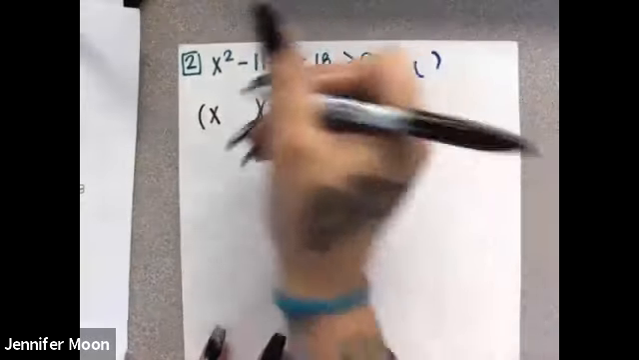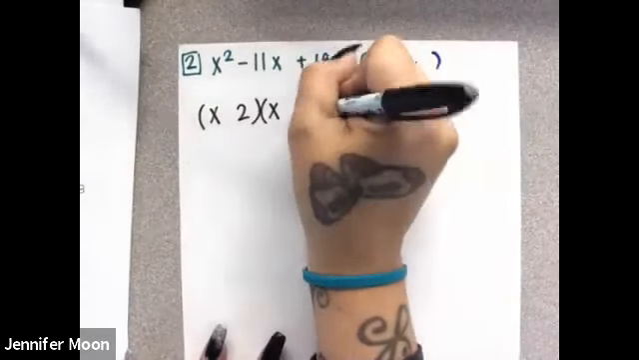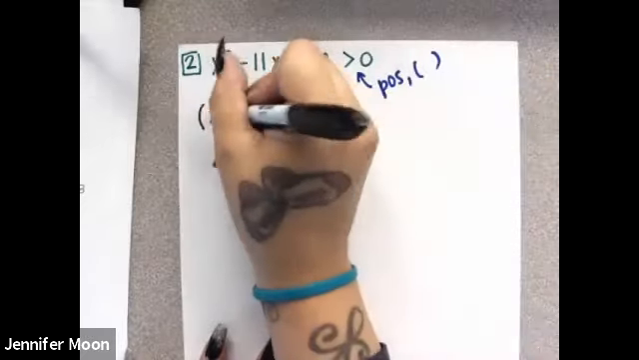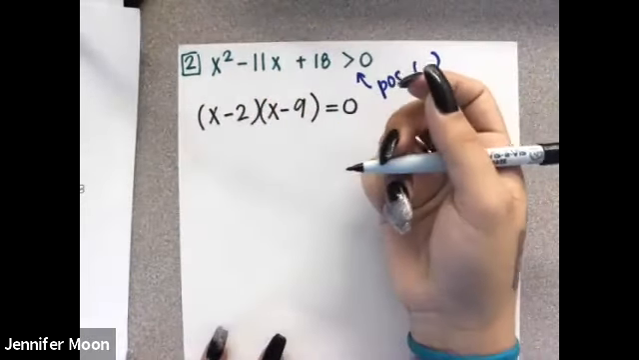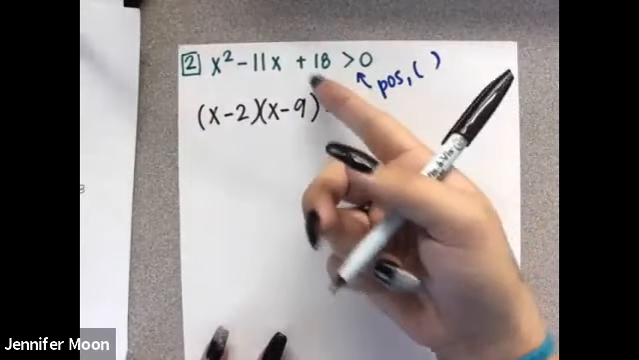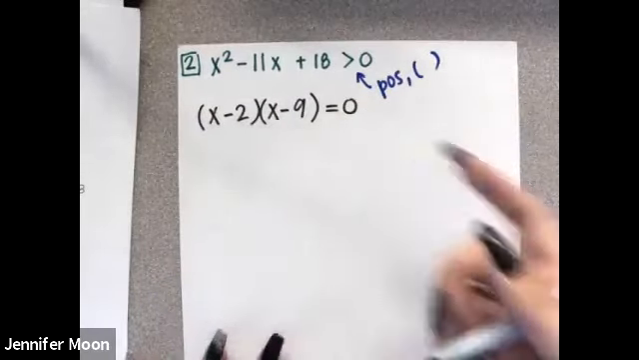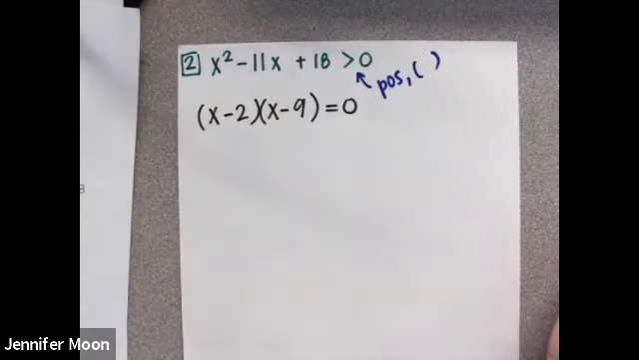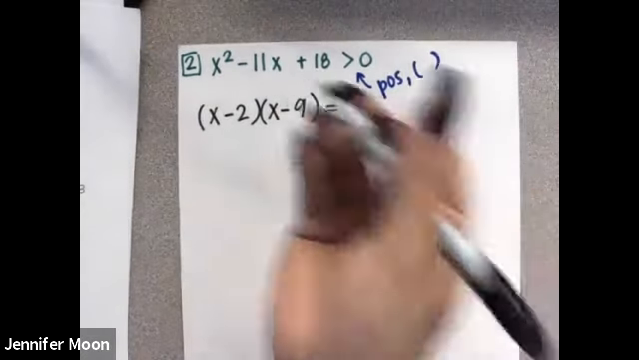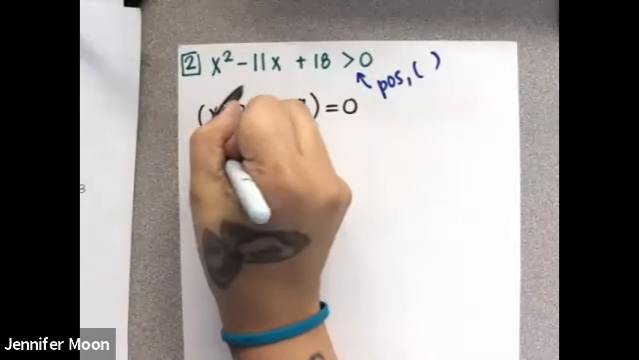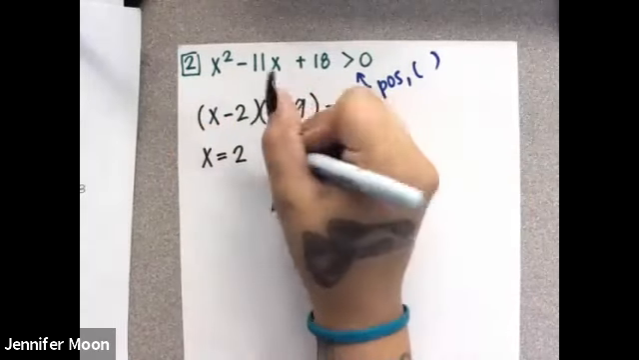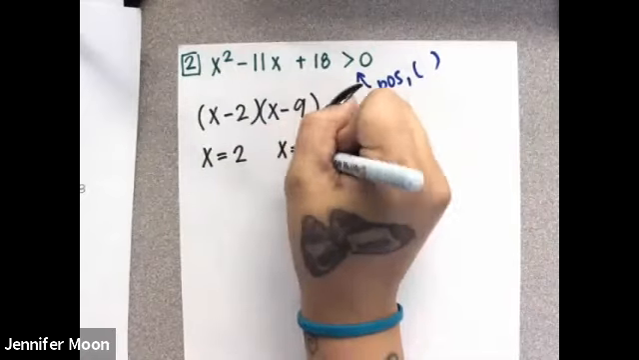I know I need x's. I know 2 times 9 gives me 18. I know -2 and -9 combine to -11, and their multiplication would be +18. So y'all see how I got that? Okay. So because I have factors set equal to 0, what you do is you set each factor equal to 0. What I would get is x equals 2, x equals 9.